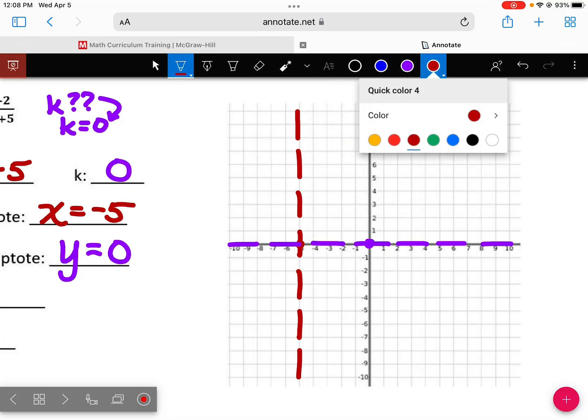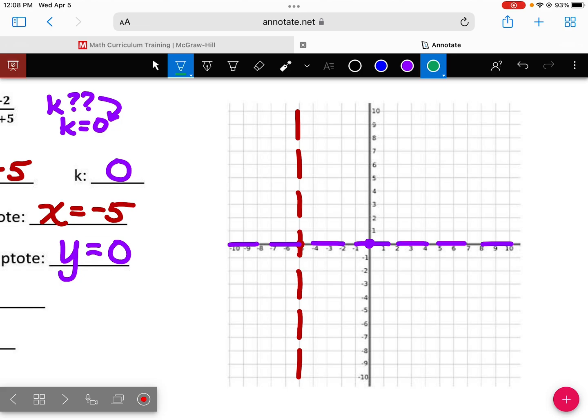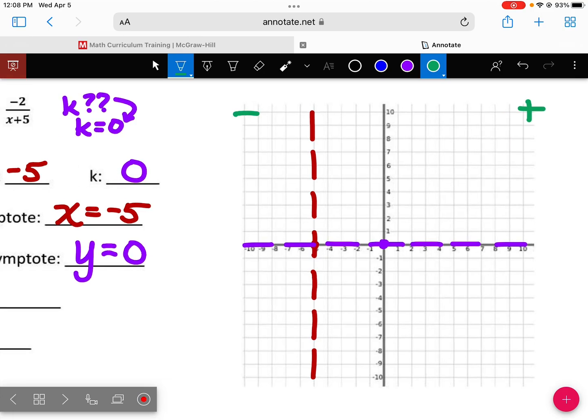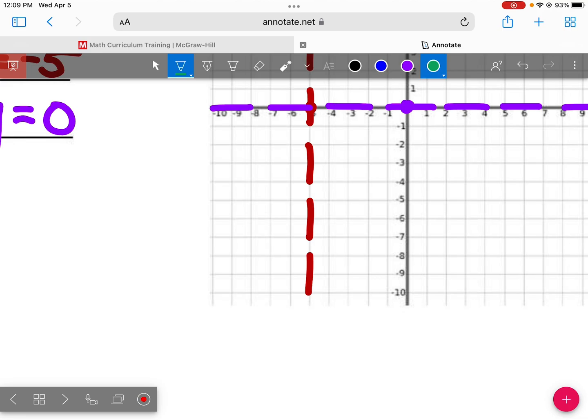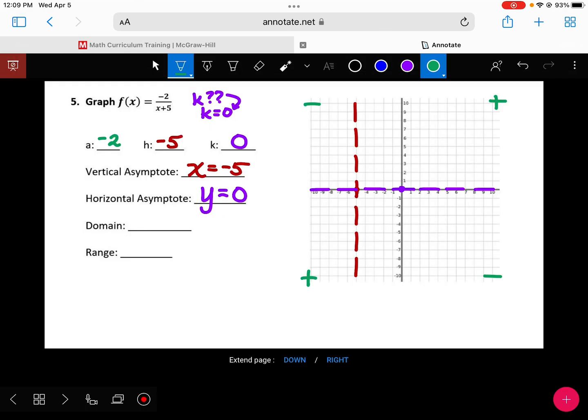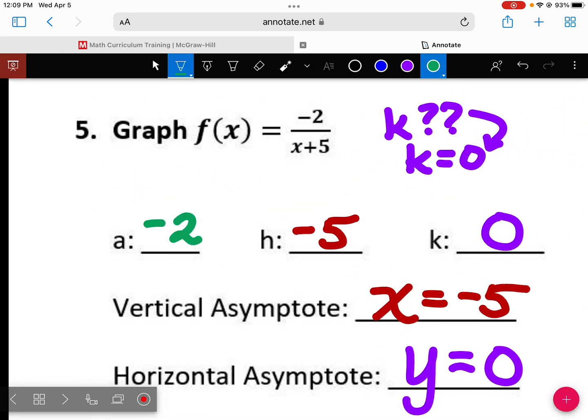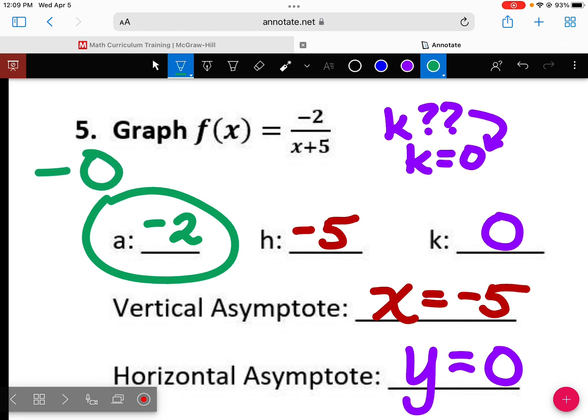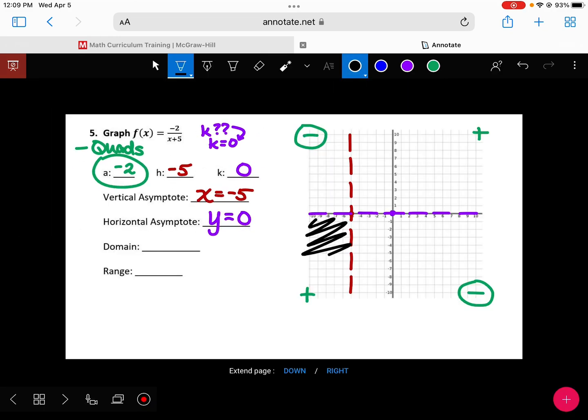Positives and negatives. Quadrant 1 is always positive. Quadrant 2 is always negative. Quadrant 3, positive. And quadrant 4, negative. Which quadrants will we be in? The negatives, because A is negative. So we're going to scribble out the positive quadrants because we are not there.